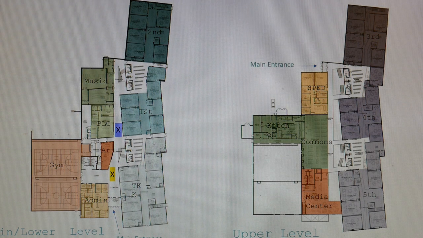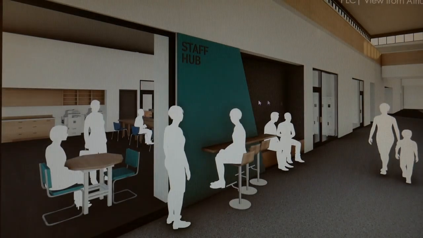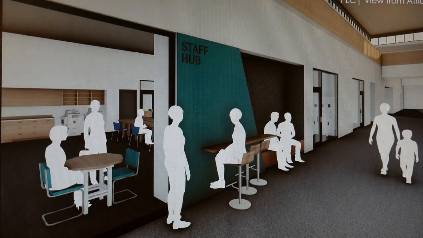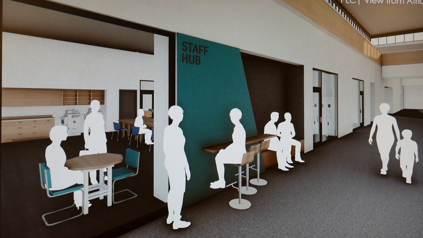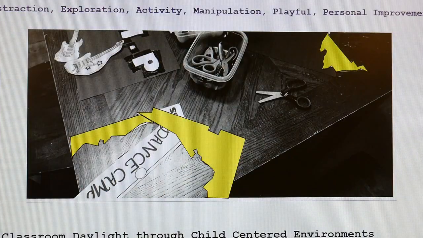But if you keep going down, you can see a blue box with an X. That would be in the next slide where you would be standing in the hallway on that lower level by the PLC area, or the collaborative area for staff.